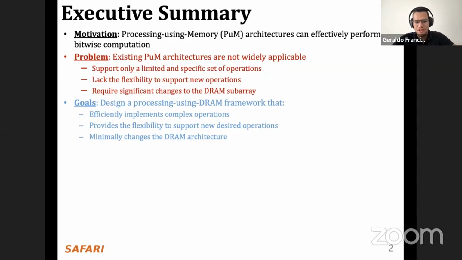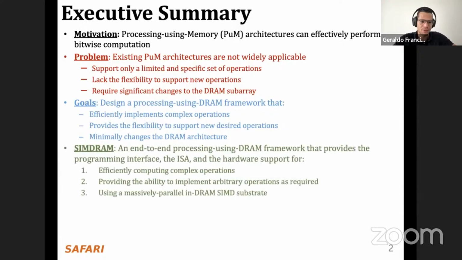So we want to efficiently implement complex operations in DRAM while providing minimal changes to the DRAM architecture and providing the flexibility to support new desired operations as required by the user or application. To this end, we designed SIMDRAM, our end-to-end processing-using-DRAM framework, which provides the programming interface, the instruction set architecture, and the hardware support to efficiently do computations inside DRAM, any arbitrary operation you want, while using a massively parallel in-DRAM SIMD substrate.